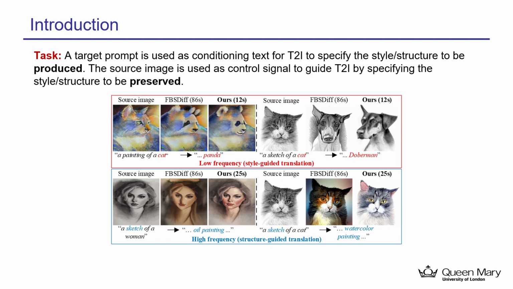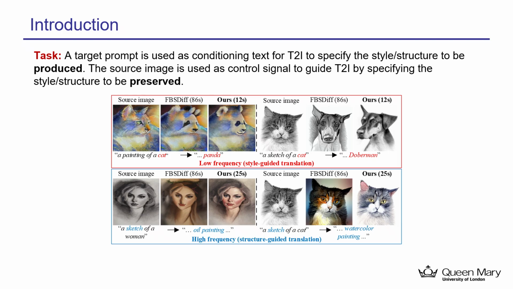We classify this kind of task into two categories. The first one is cell-guided translation, which aims to preserve the cell of the source image. The second one is structure-guided translation, which preserves the structure of the source. We use a target prompt as conditional text for diffusion to tell us what kind of style or structure we want to produce in the output image. We use a source image as the controlling signal to tell the diffusion what kind of style or structure we want to preserve in the output.